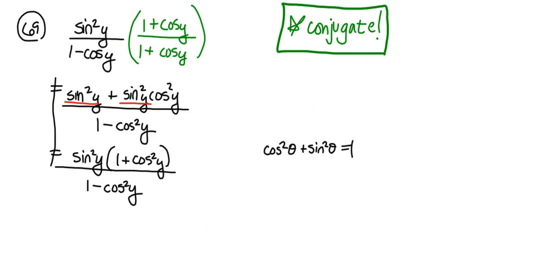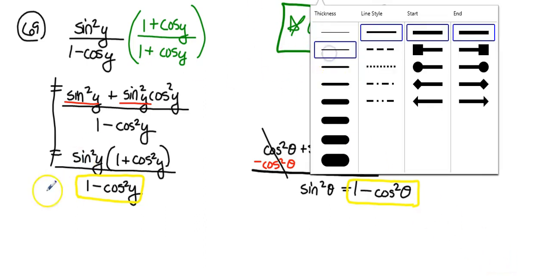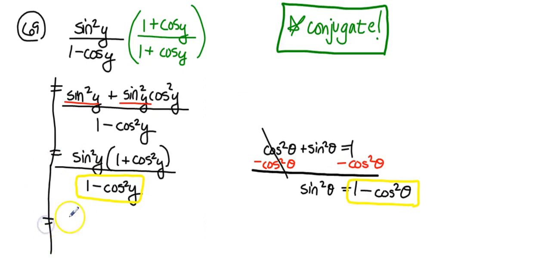I can obtain 1 minus cosine squared theta by subtracting cosine squared theta over to the other side. Which results in sine squared theta equals 1 minus cosine squared theta, which is exactly what I needed. Check it out. 1 minus cosine squared theta, 1 minus cosine squared. So we get to use that now in the following way.